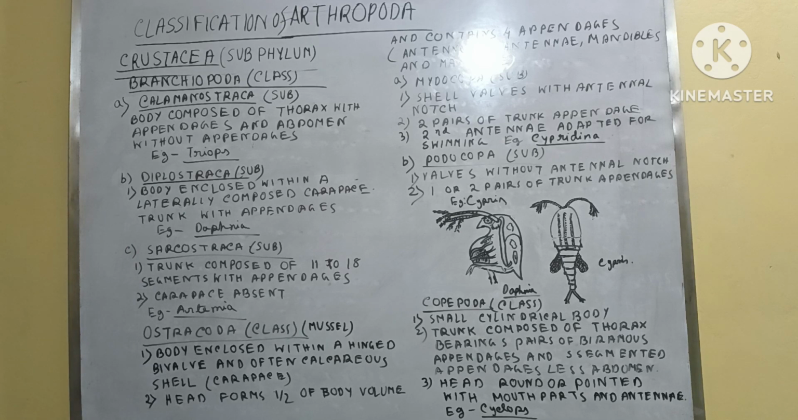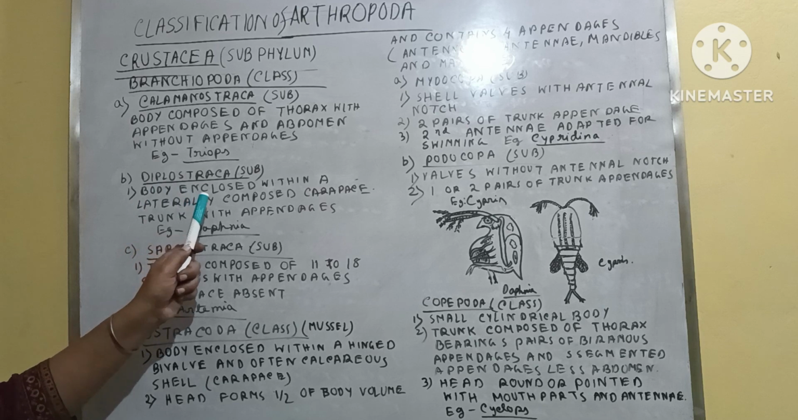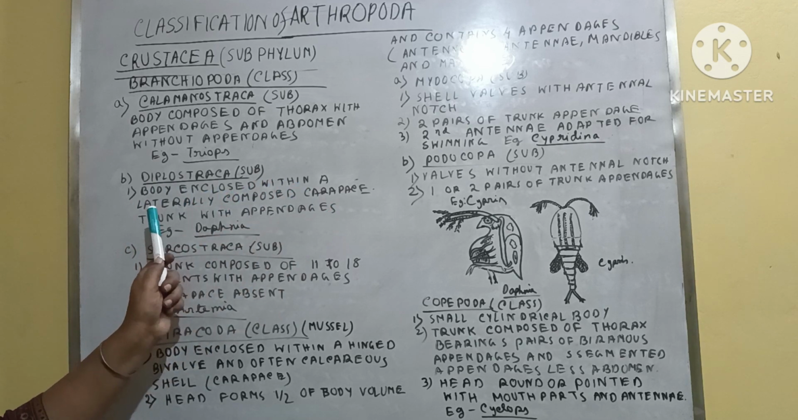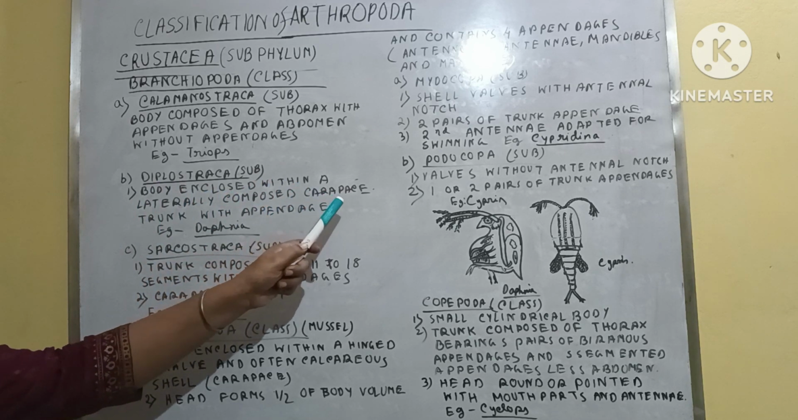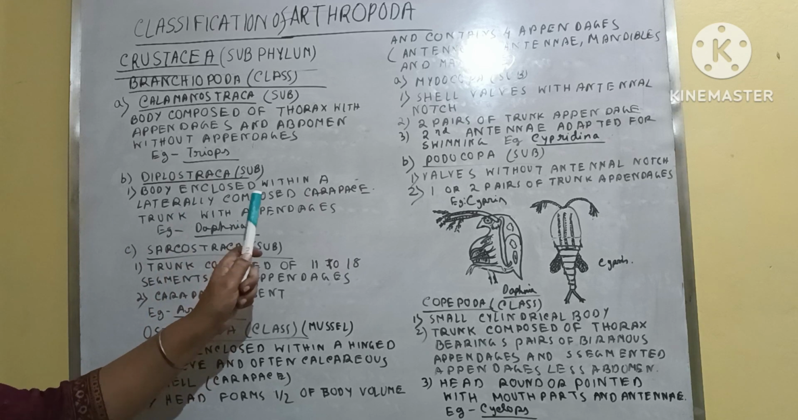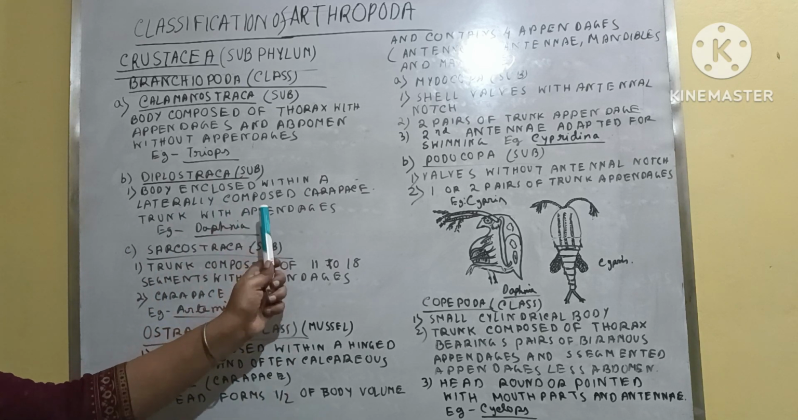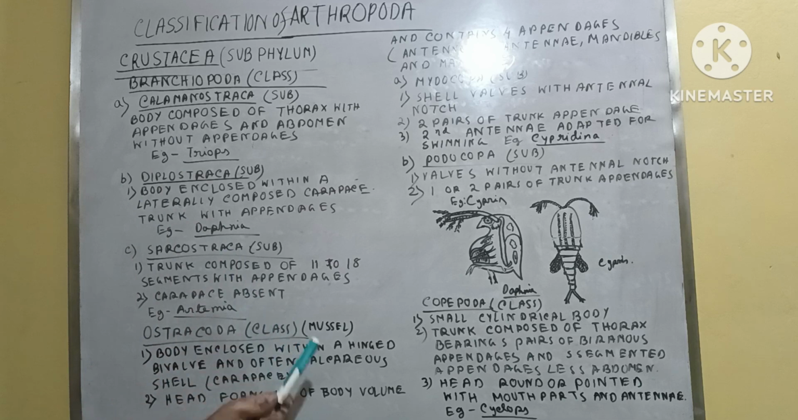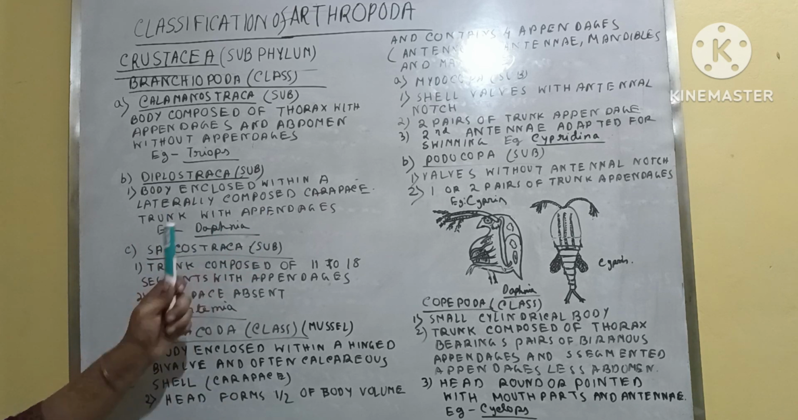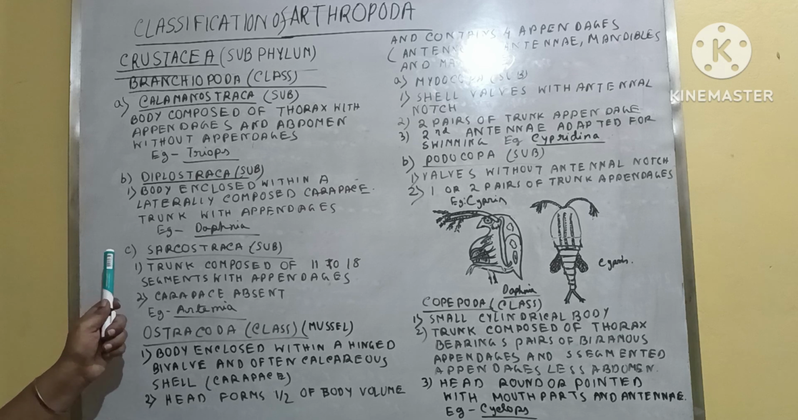B is the DIPLOSTRACA, where the body is enclosed within a laterally compressed carapace, trunk with appendages. Clear? Here the body is composed with carapace, laterally compressed, and trunk with appendages. Example is Daphnia.